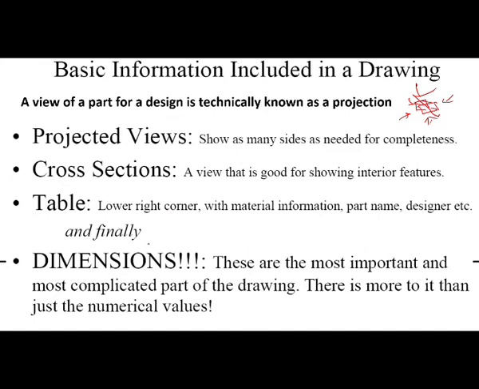Table, in the lower right corner, with material information, part name, designers, etc. And finally, we mention dimensions in the table. These are the most important and most complicated part of the drawing. There is more to it than just the numerical values. We have to understand dimensions, because there are so many kinds of dimensions to mention in a drawing.